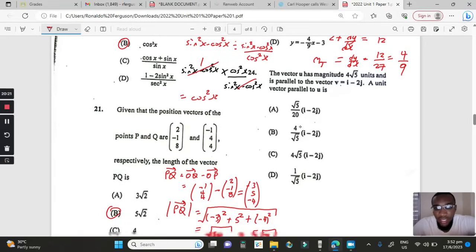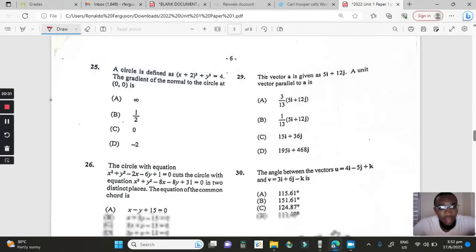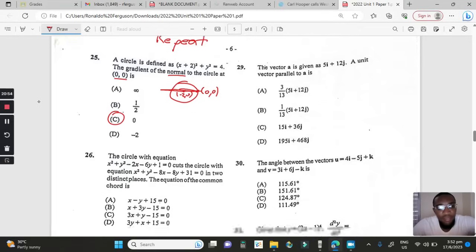24 is a big repeat question. It's option D. It's a repeat. Anywhere we see a repeat, we don't work it out. Don't work out repeat questions. This is a repeat question from previous years. This one was 0. Remember, you draw a circle, center (-2, 0), and then you have the point (0, 0) here. They want the gradient of the normal, the gradient of this horizontal line. So this is a repeat question.